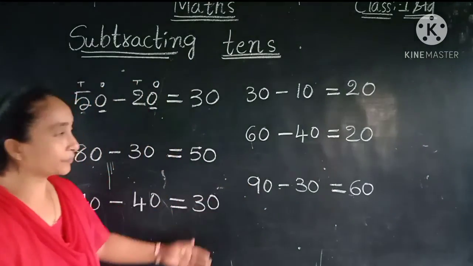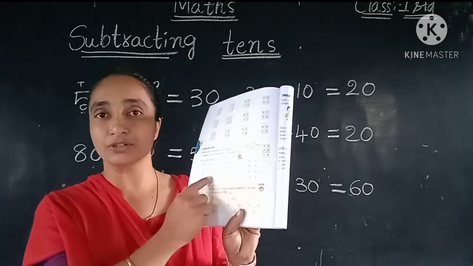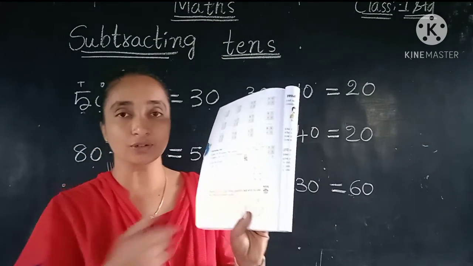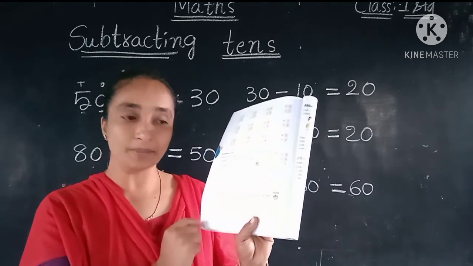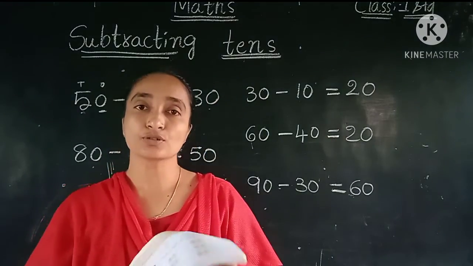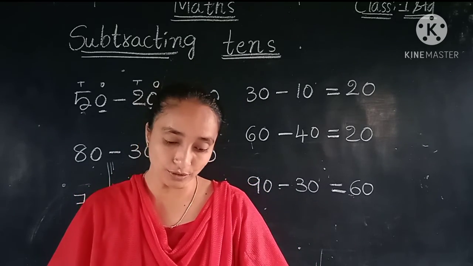So in this way, I hope you understood this topic, children. All these we can complete in your textbook itself. From this exercise only I have given the problems, so like this you have to do the remaining sums. So children, up to here we have completed the topic of subtracting 2-digit numbers.